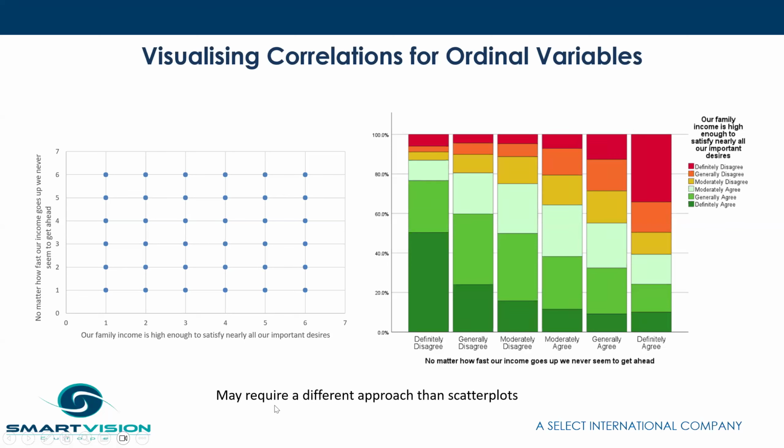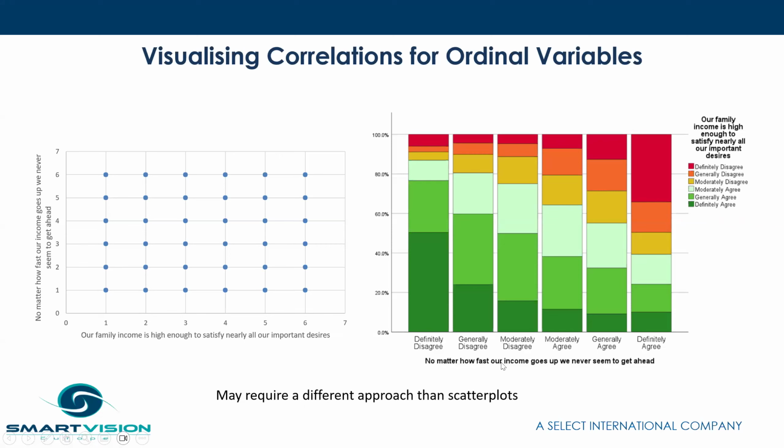But they may find that you need to use a different approach than scatter plots if you're looking at the relationships between ordinal variables. If you did something like a stacked bar chart here, we can see the same two fields shown as a scatter plot here, where I've colored it by definitely agree against definitely does not agree. And here we can see that the more one tends to agree, the other tends to agree.